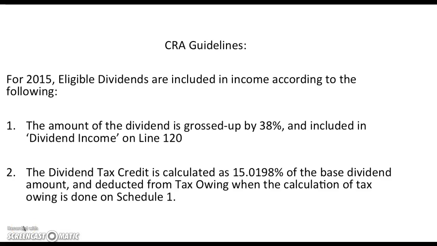So a quick recap for eligible dividends is dividends are grossed up by 38% in the case of the year 2015. Those rates can change every year. And that grossed up amount is included in dividend income on line 120 of the T1 General. And the calculation of the tax owing, as well as the dividend tax credit, are calculated on the Schedule 1, and the net tax owing is carried over to our T1 General.